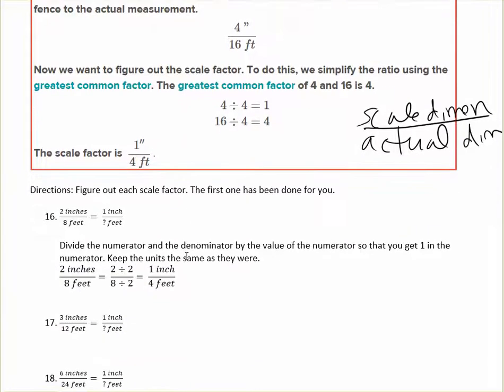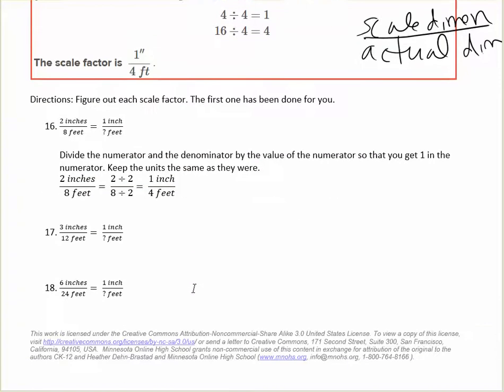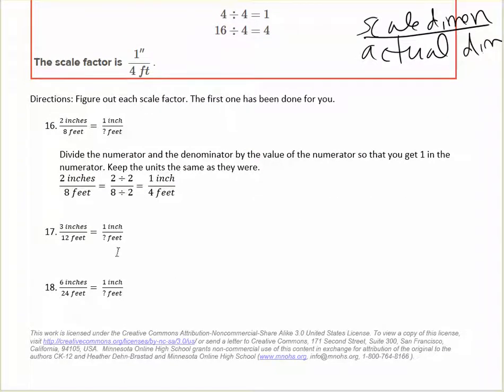Let's look at a couple examples. The first one is done, so you can look back at that one as you need to. Let's look at number 17. So we start out with 3 inches over 12 feet. That's our scale. And we want to simplify this. We just want to simplify it.